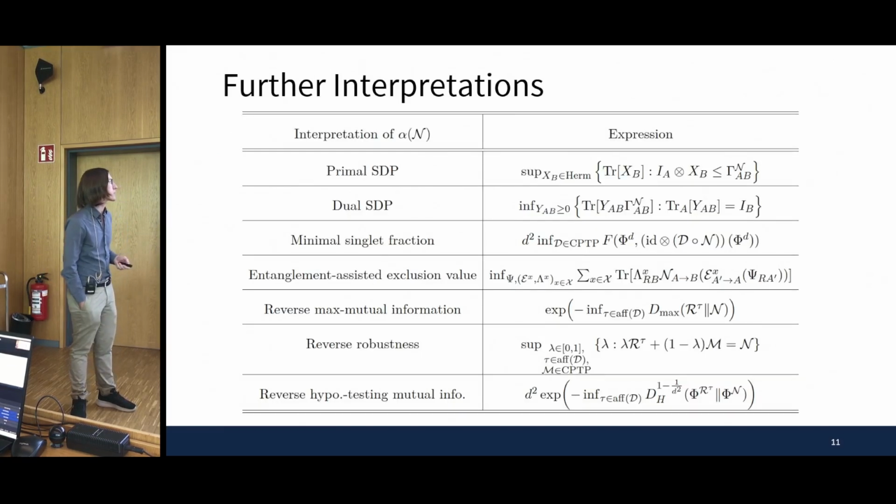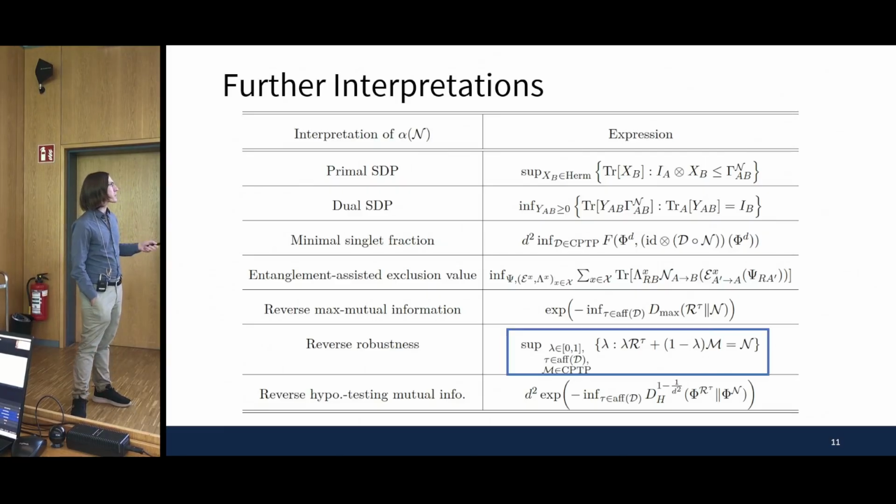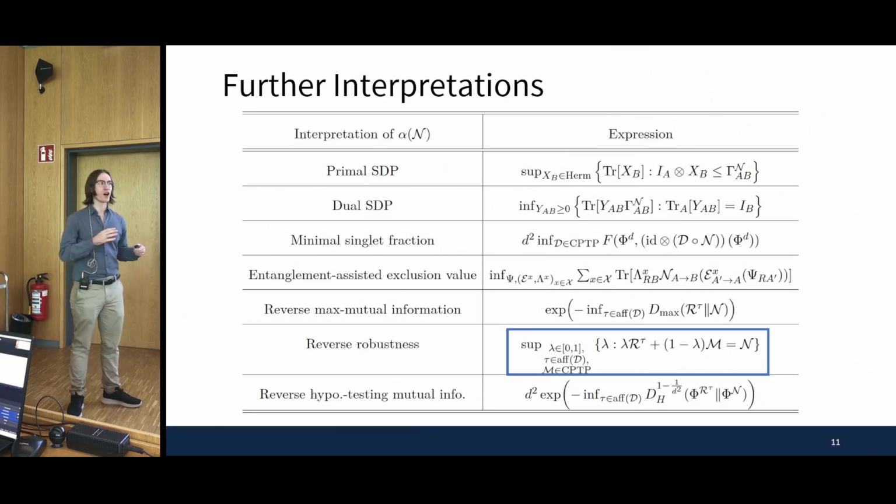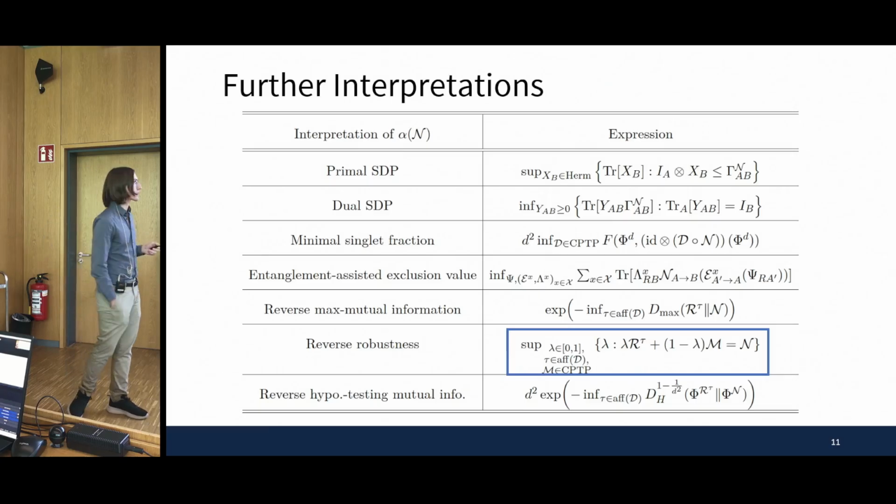We have further interpretations. There's a whole set of them. The one I really want to highlight for the rest of this talk is the reverse robustness, because we'll use this to address the second question about these complete contraction coefficients. And what this is saying is I can decompose the quantum channel I'm interested in into a convex combination of another channel and then a replacer channel that prepares something in the affine hull of the density matrices, which is a little weird from a physical perspective, but from a mathematical perspective will work well. So that's what we're doing here.